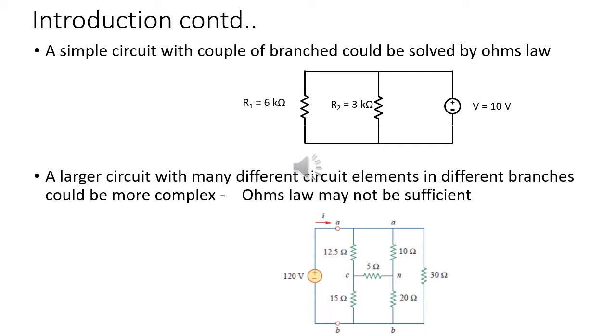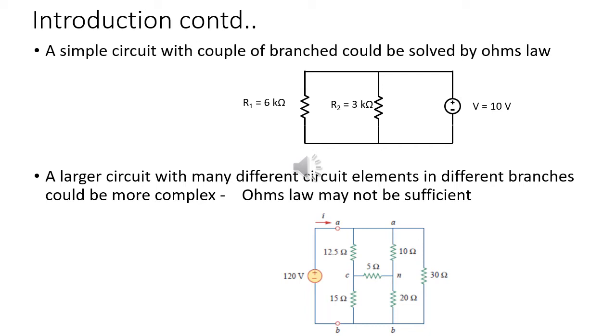Suppose you want to find the current through this 3 kilo ohm branch. The voltage across 3 kilo ohm is 10 volt itself, so the current will be 10 by 3 kilo ohms. Similarly, the voltage across 6 kilo ohm is also 10 volt because these two resistors are in parallel with 10 volt. So the current through 6 kilo ohm is 10 volt by 6 kilo ohm. The simple Ohm's law is enough to get this sort of information.